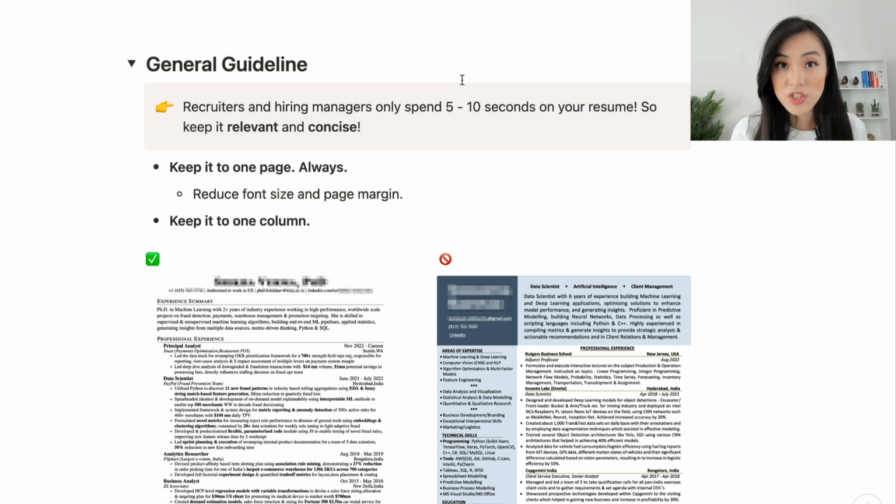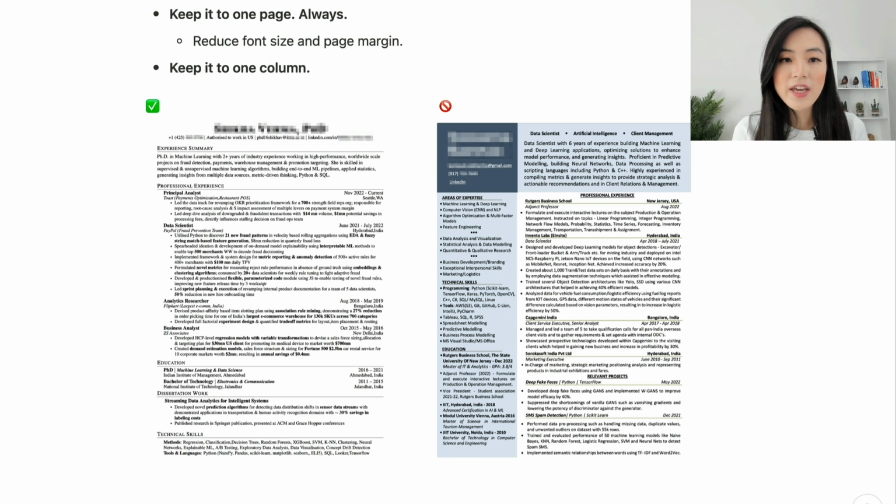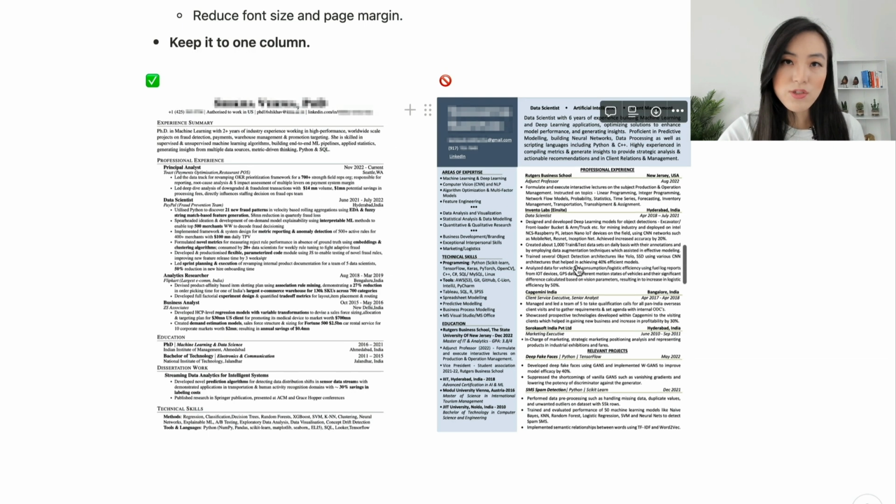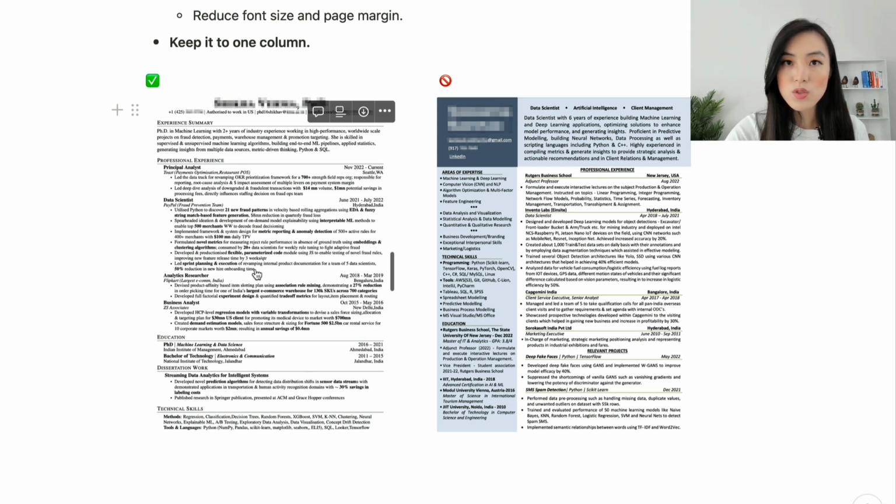If you have too much content in your resume, you can try to reduce font size and page margin. And another thing you can do is to make descriptions in your resume more concise, which we'll talk about more later on. Another guideline is to keep your resume to one column. The reason is that having one column is more readable than multiple columns. Here we have two examples. One resume has one column and the other one has two columns. As you can tell, the one with two columns is a bit too dense and it's harder to read than the one with one column. So a good practice is to keep your resume to one column.